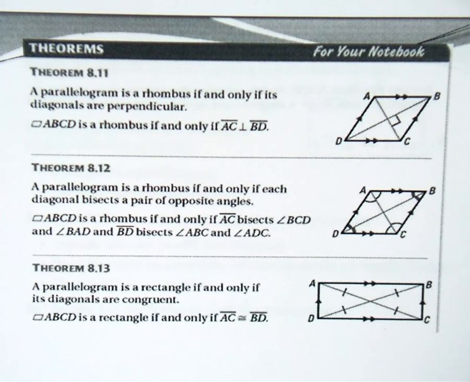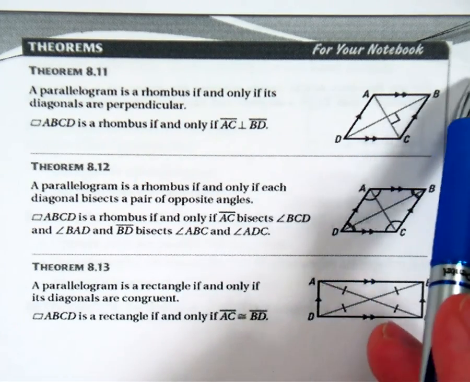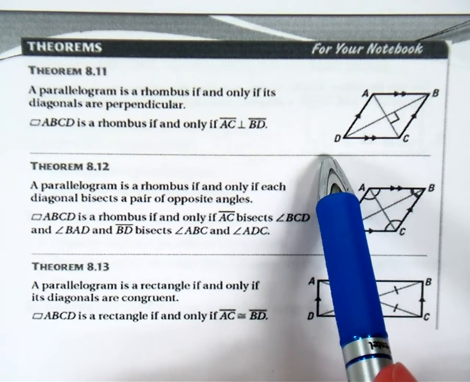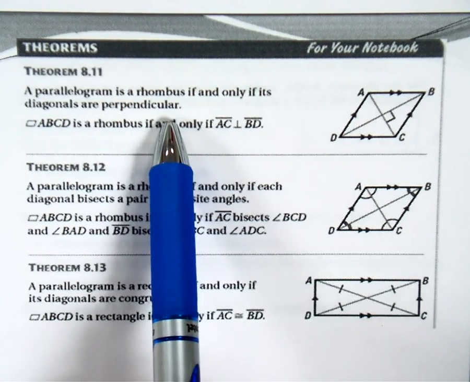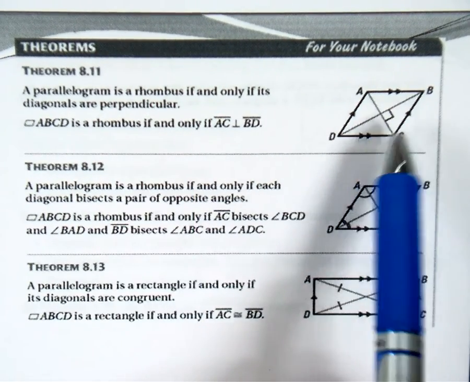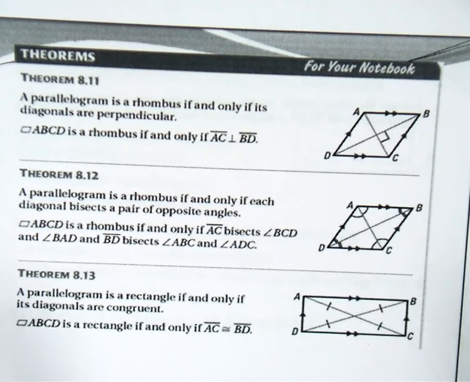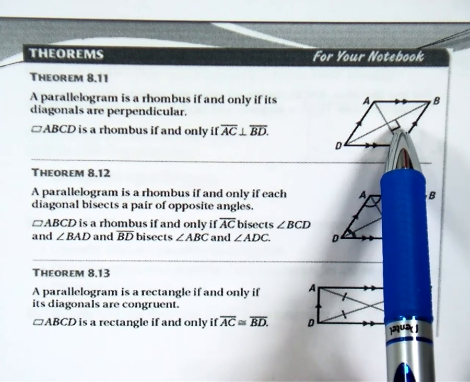Alrighty, some special theorems and properties. A parallelogram is a rhombus if and only if its diagonals are perpendicular. The parallelogram property was that the diagonals bisect each other. Because a rhombus is a parallelogram, these diagonals still bisect, but an added new feature is that the diagonals will be perpendicular. We didn't have that before. They'll still bisect, but now they intersect at a right angle.